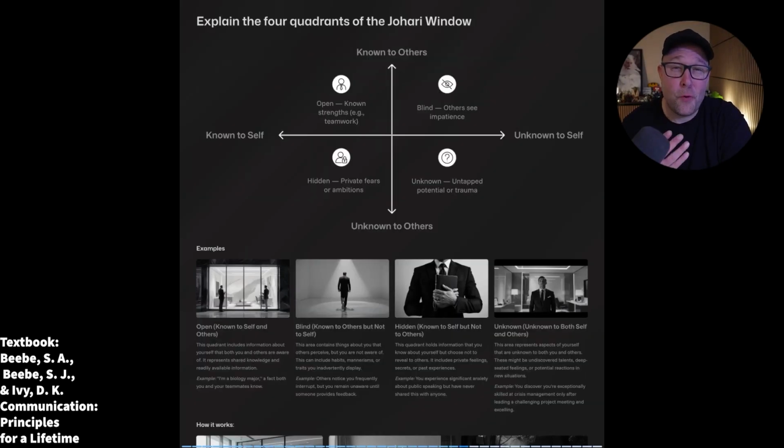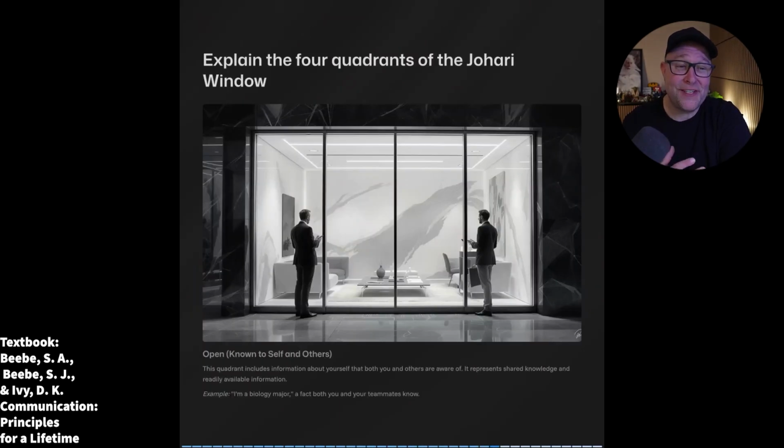What are the four quadrants of the Johari window? We have open, blind, hidden, and unknown. First is open, which is known to self and others. This quadrant includes information about yourself that both you and others are aware of. It represents shared knowledge and readily available information. For example, I'm a biology major, a fact both you and your teammates already know.